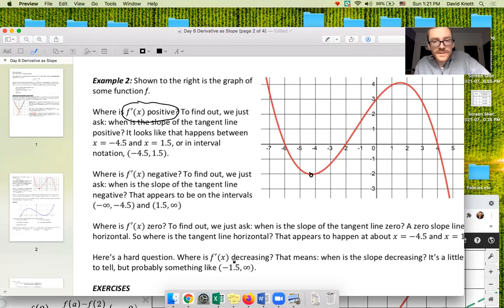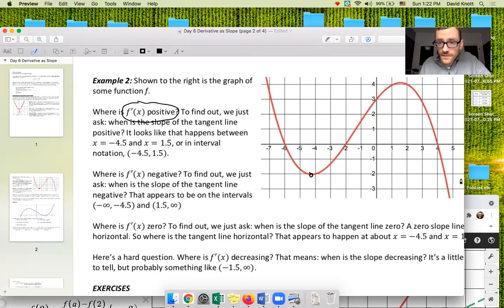F prime decreasing. The first thing you've got to recognize is that I am not asking you where the original function itself is decreasing. This is a graph of f, right? The red graph, that's a graph of f. I'm not asking you where that function is decreasing. That's pretty obvious. It's decreasing all along here, and then again all along here. Not hard to answer that question.